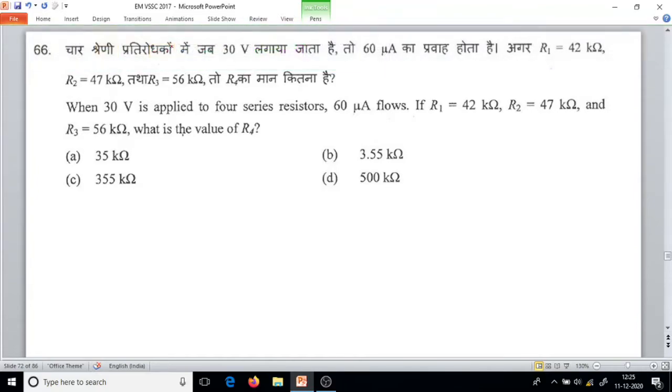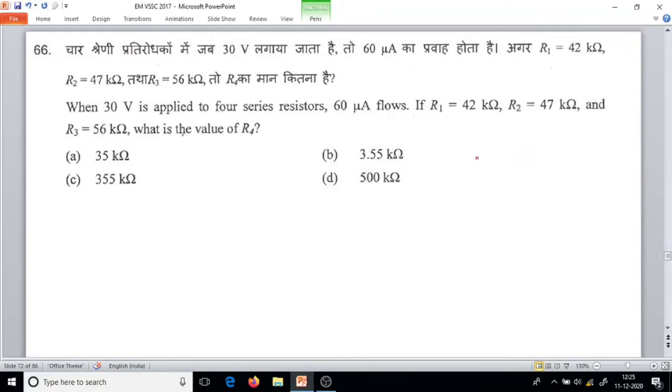Question number 66. When 30 volts is applied to 4 series resistors, 60 microamps flows. If R1 equals 42 kilo ohm, R2 equals 47 kilo ohm, and R3 equals 56 kilo ohm, what is the value of R4?